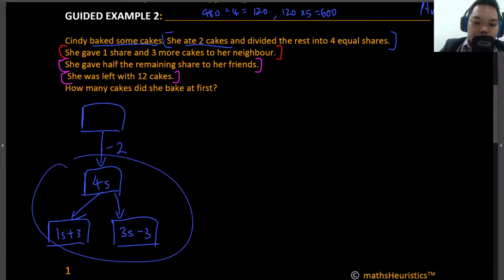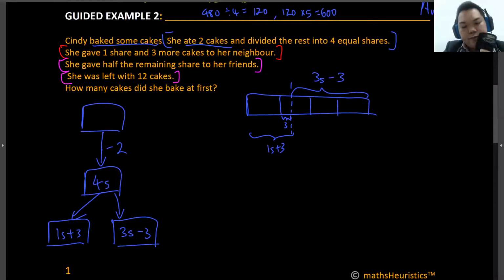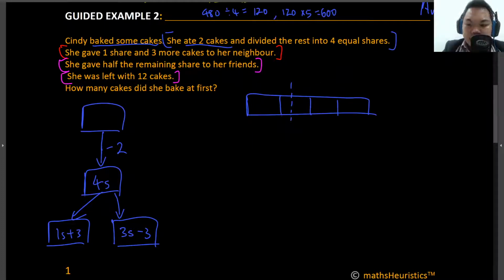So a bit of elaboration on this part here. What's actually happening? If you break it down into 4 shares like this, if you gave 3 more to the neighbor, this will be 1 share and 3 more. And over here, this will be 3 less than 3 shares. That's what's happening. Okay.